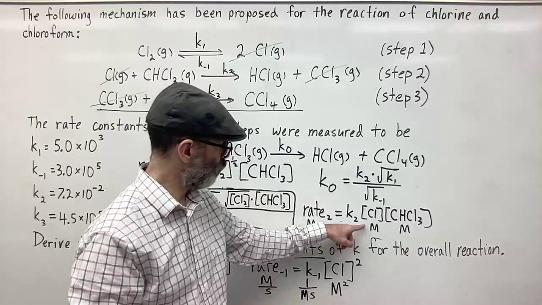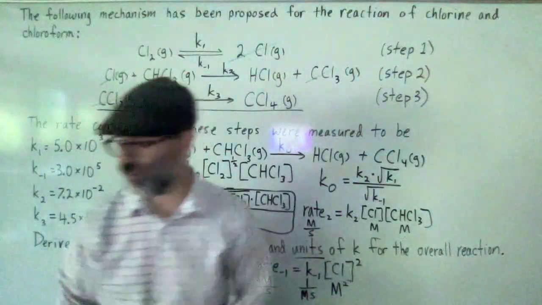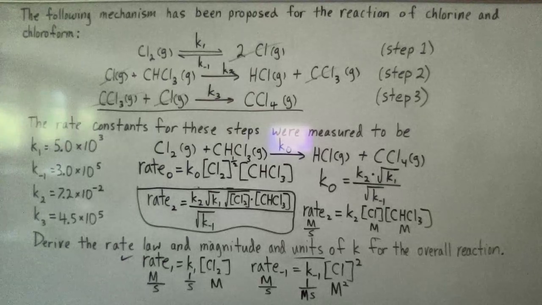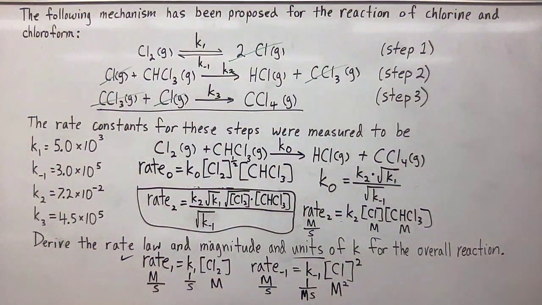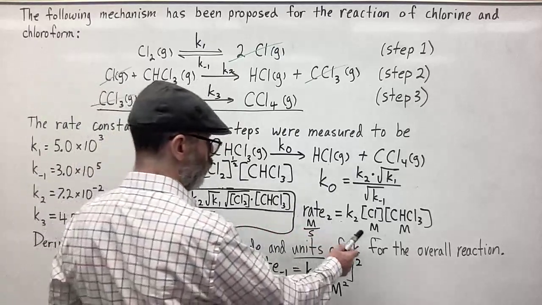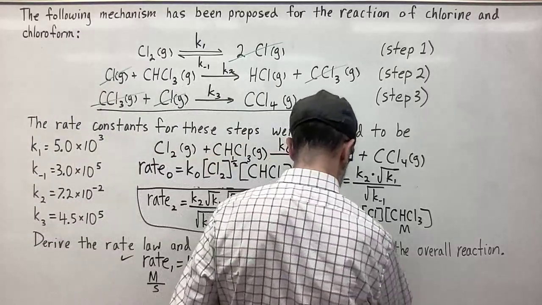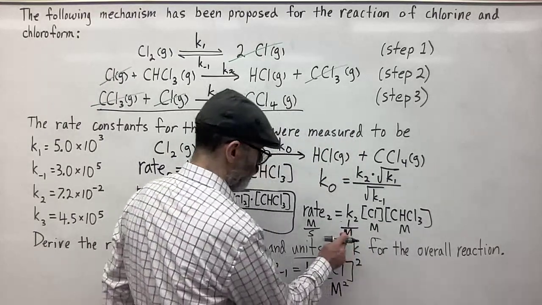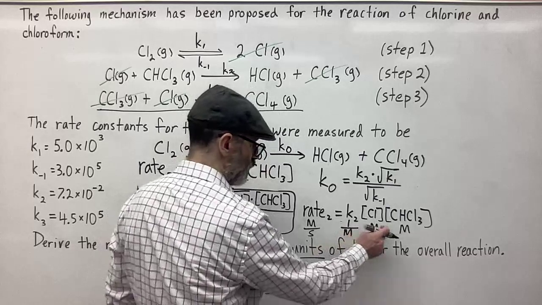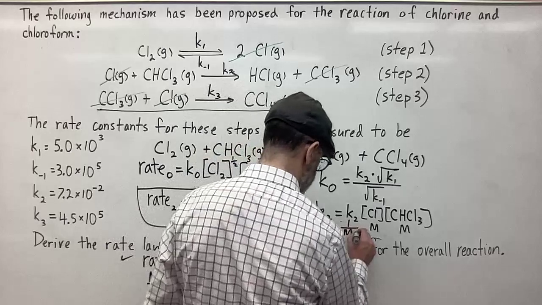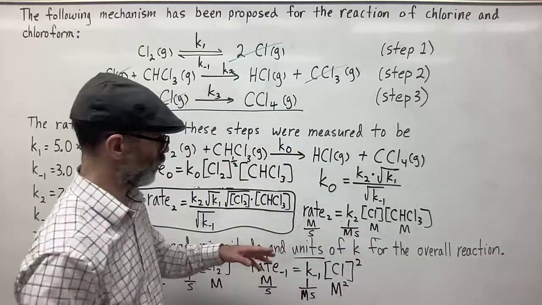So again, we need one of the molars to cancel out on this side. Sorry about that. So we want one of the molars to cancel out here. So we're going to need 1 over molar, right? So the molar here will cancel out one of those, leaving one left. And we need seconds, so we need molar seconds. So again, we have 1 over molar seconds.